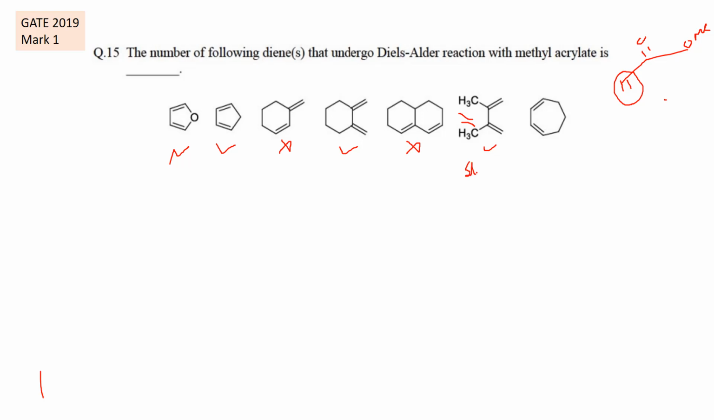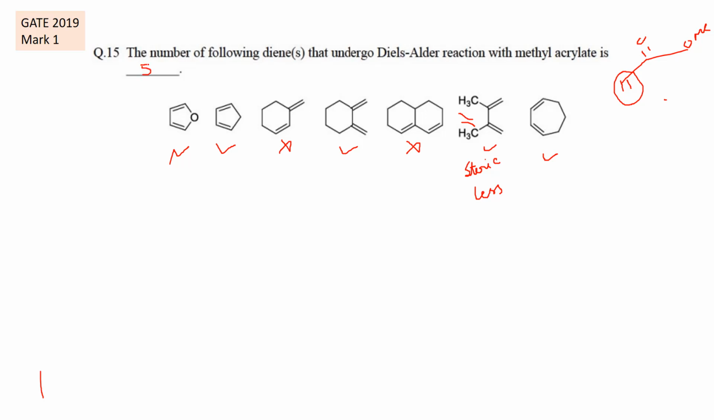Steric interaction is there, but it is less because there is a small methyl group. So this will also react. Similarly, in this case, these are already in cis-oid form, so this will also react. So how many of them? So the number will be 5.